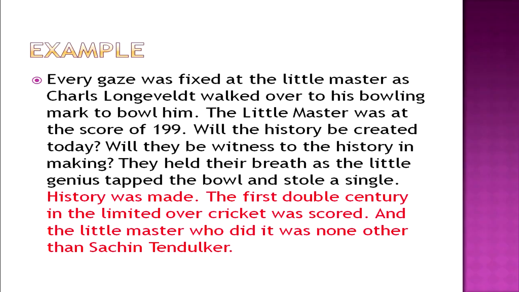Mark the beginning. Every gaze was fixed at the little master as Charles Longwell walked over to his bowling mark to bowl him. The little master was at the score of 199. Will the history be created today? Will they be witness to the history in making? They held their breath as the little genius tapped the ball and stole a single. History was made. The first double century in the limited over cricket was scored, and the little master who did it was none other than Sachin Tendulkar.